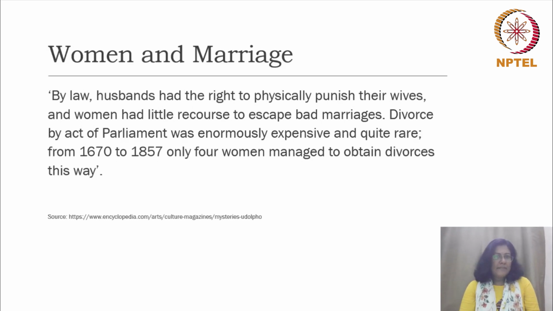By law, husbands had the right to physically punish their wives, and women had little recourse to escape bad marriages. So punishment is something which can be given to the wife by the husband. And if you remember The Mysteries of Udolpho, Count Montoni punishes the wife by imprisoning her in the castle when she refuses to give up her property.